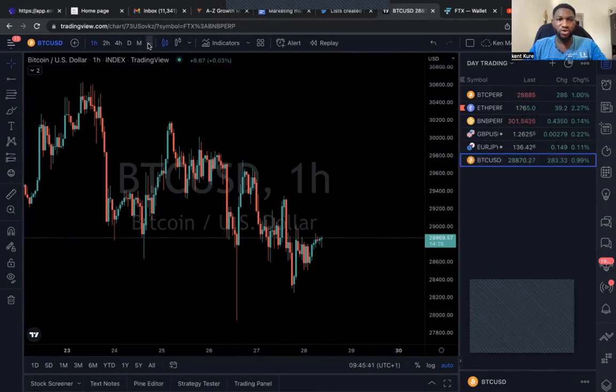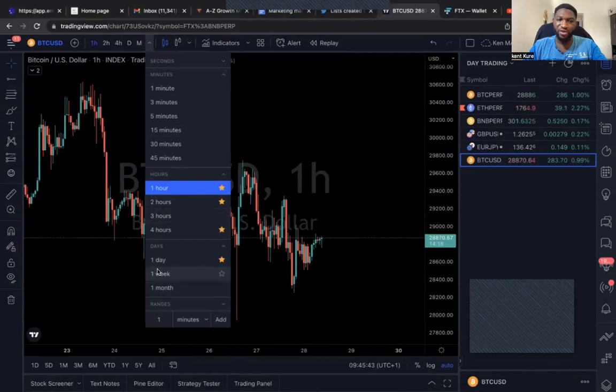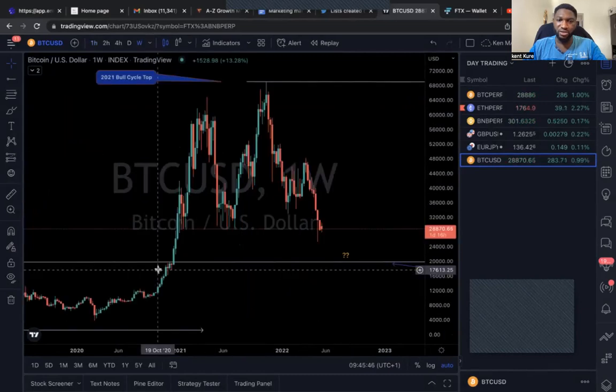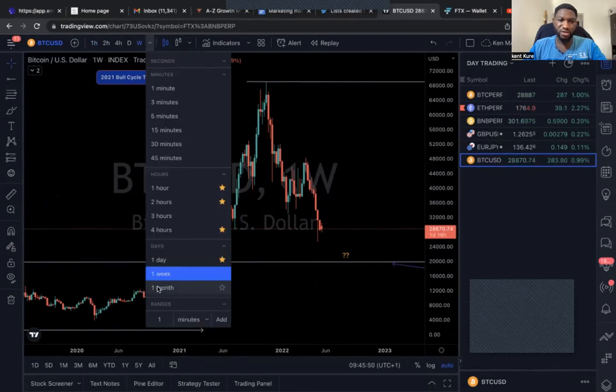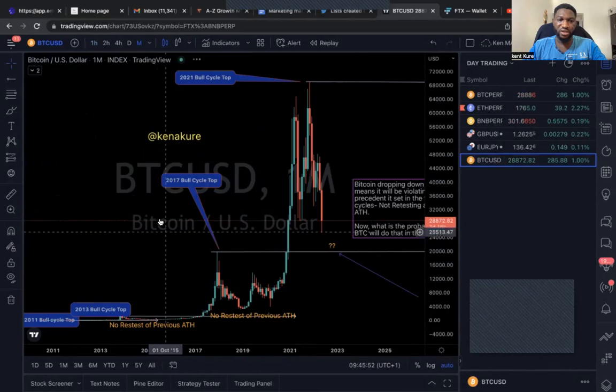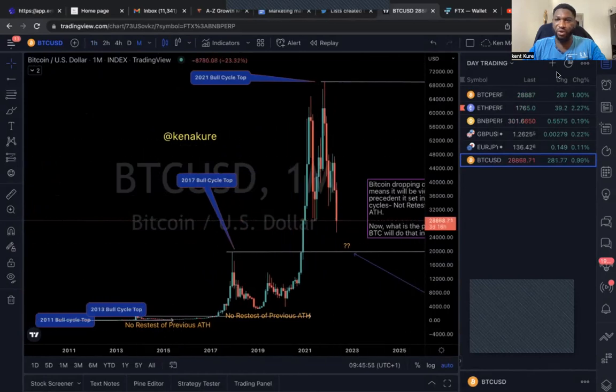What you want to do is go to a very large time frame, maybe weekly, which is this. But for the purpose of this analysis, let's stick to the monthly. So this is what we'll be looking at.